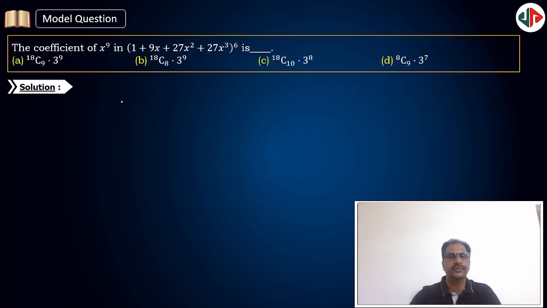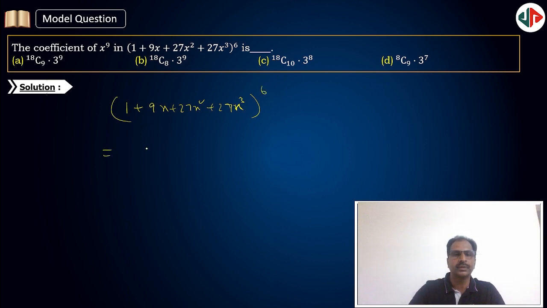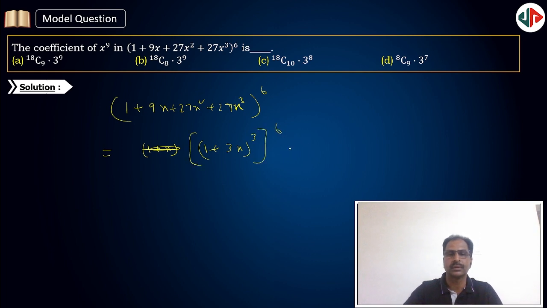Next question, the coefficient of x power 9 in (1 plus 9x plus 27x square plus 27x cube) whole power 6. This is nothing but (1 plus x whole cube, sorry, 1 plus 3x whole cube) whole power 6. This is nothing but (1 plus 3x) whole power 18.